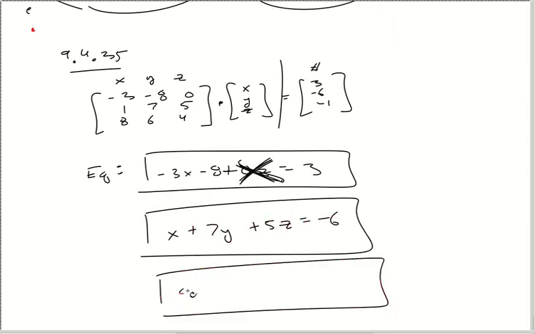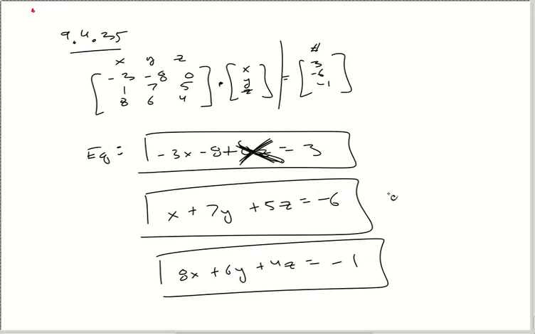And the last equation is an 8x plus 6y plus 4z is equal to negative 1. There's my equations. If they wanted you to solve for x, y, and z, what would you do? You would convert this into a matrix. You would RREF it.